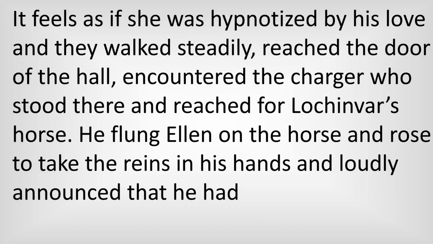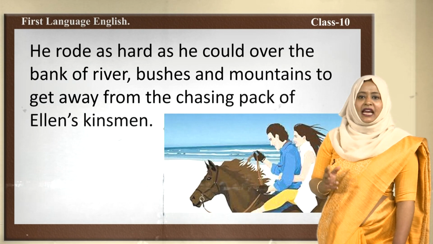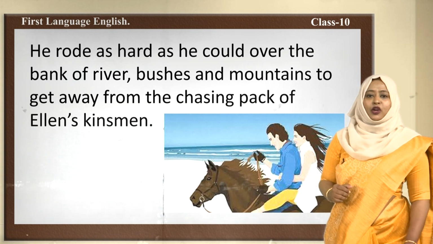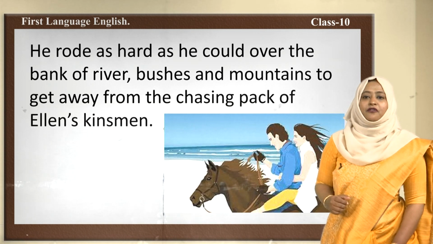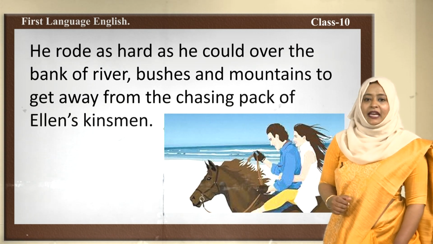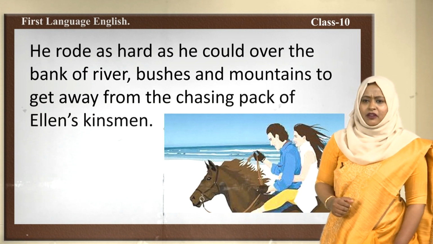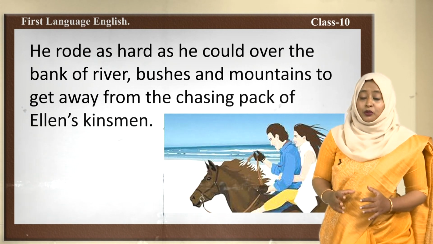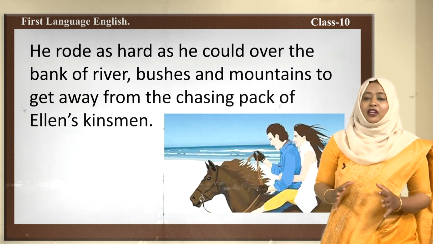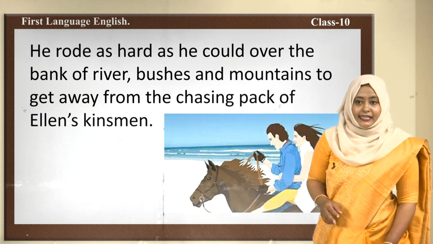They meet a charger at the gate, and they defeat them and quickly get up on the horse and move away from there. He rode as hard as he could over the bank of the river, bushes and mountains to get away from the chasing pack of Ellen's kinsmen. So they were riding as fast as they possibly could, because they wanted to get away from the people who would be chasing them.